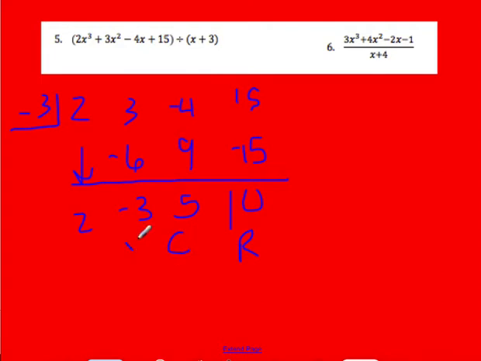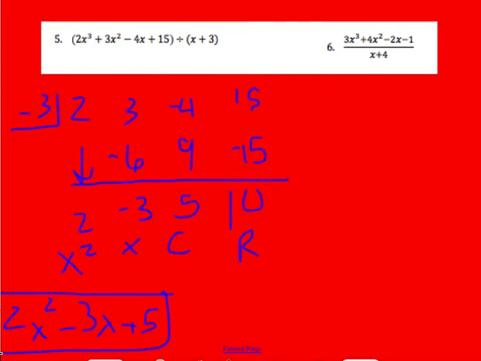Here's my constant, here's my x. Now this one is actually going to represent my x squared term. So that's the coefficient to my x squared term. So then I get 2x squared plus x, minus 3x, 2x squared minus 3x plus 5. And then my remainder is 0. So that means that this right here is my final answer.